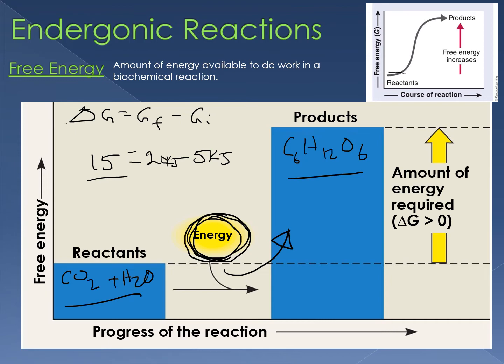Okay, and here's a graph of it. Reactants, course of the reaction, products have more energy. Where did the energy come from? From some outside source of this system. If it's a plant cell, then obviously it would have come from the sun.